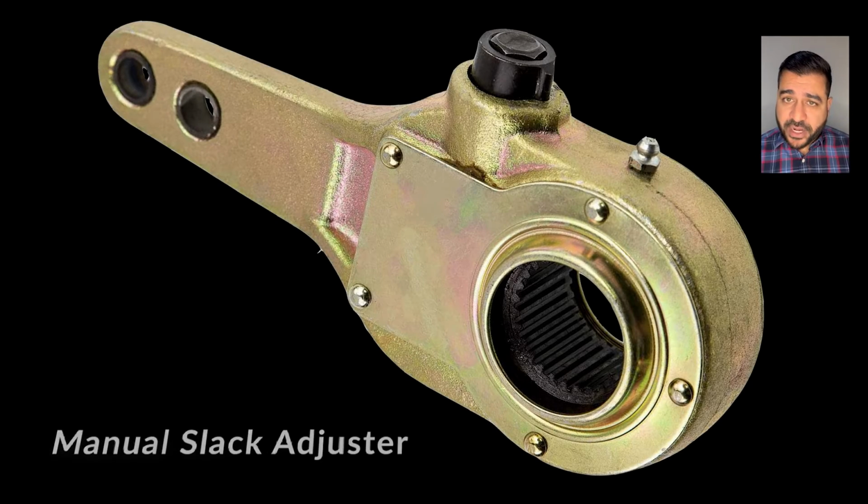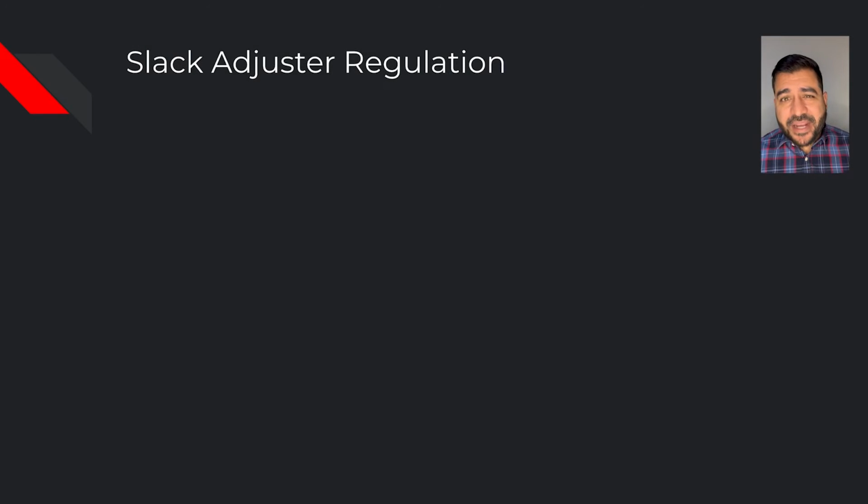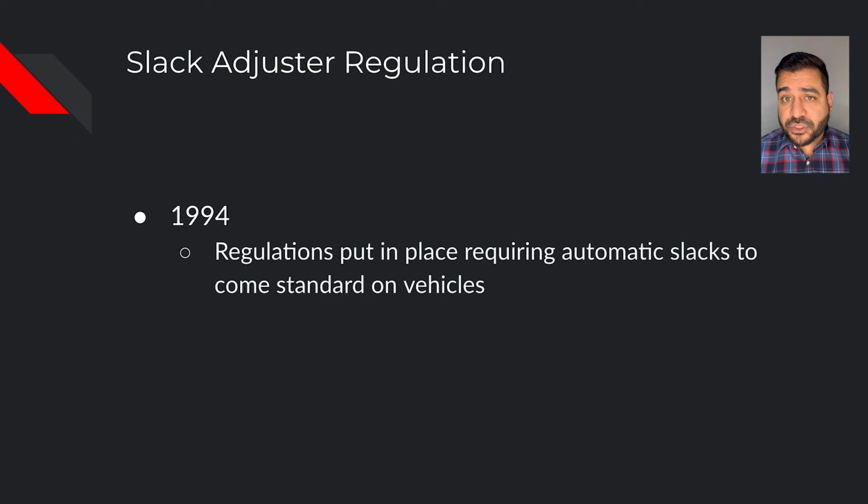Okay, so on to the manual slack adjuster. Well, the adjustment of slack doesn't happen automatically. You have to periodically make those adjustments to the slack adjuster to maintain peak performance and to compensate for wear on the brake lining. After 1994, there were regulations put in place that required vehicles to come standard with automatic slack adjusters. Not saying you'll never run into a manual one, but it's good to know about them and know how to identify them.